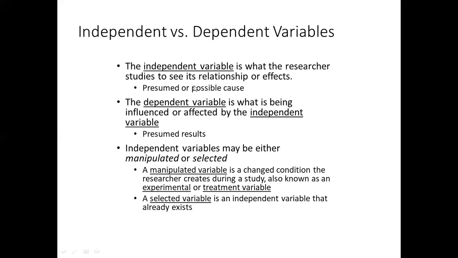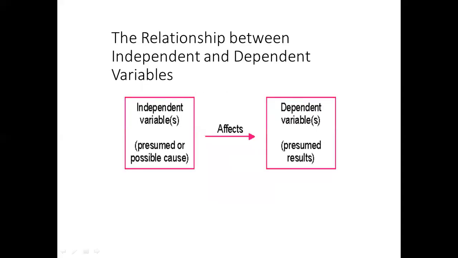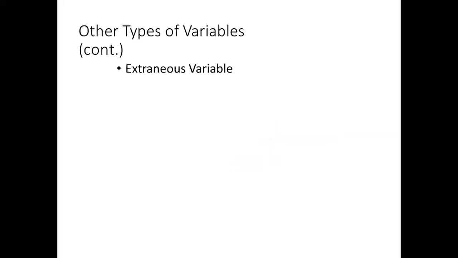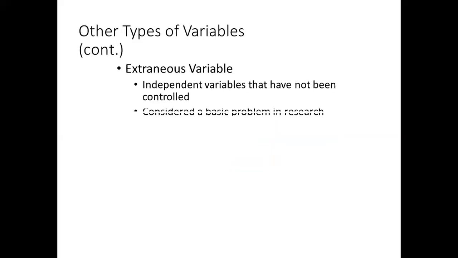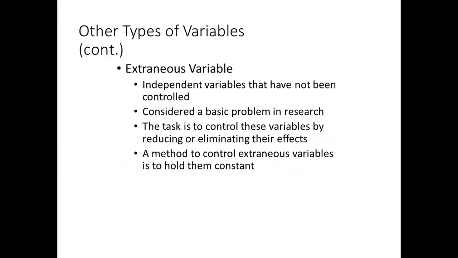So that gives a very good description of independent and dependent variables. Just like I said, the relationship between independent and dependent variables is logically explained in this flow diagram. So independent variables are the presumed or possible cause that affect the dependent variables. All right, I think that is super clear. These are other types of variables that I'm not going to go into detail.